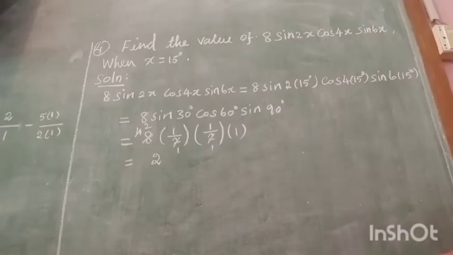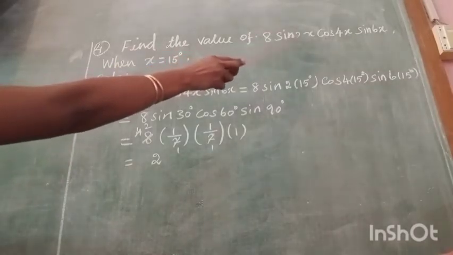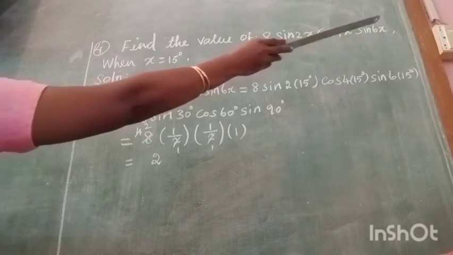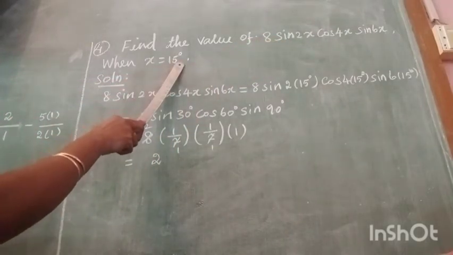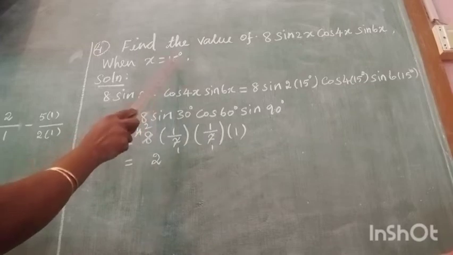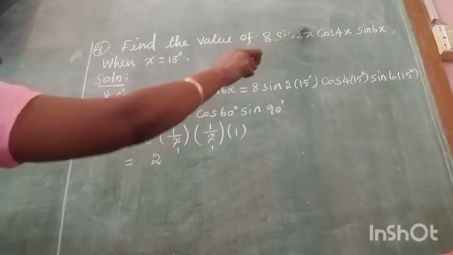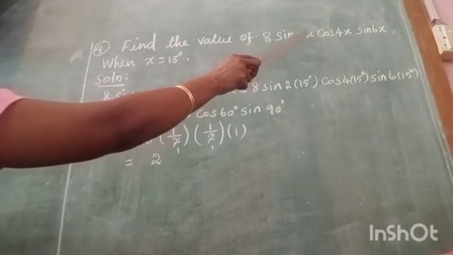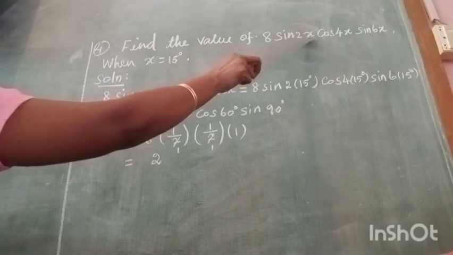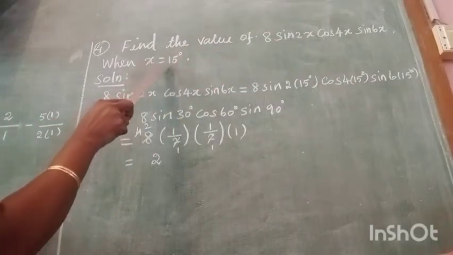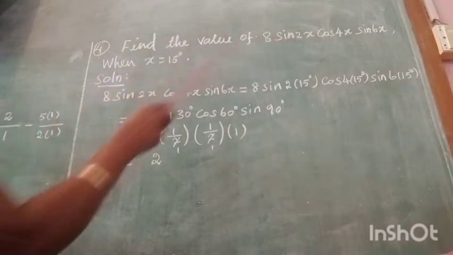Listen students, next fourth problem. Find the value of 8 sin 2x cos 4x sin 6x when x is equal to 15 degree. Compared to the previous problem, what was given there? Exactly 45 degree, 60 degree, 30 degree like that. But here the variable is mentioned. Instead of this variable, you have to substitute the given value, 15 degree. Okay. First write the given question.